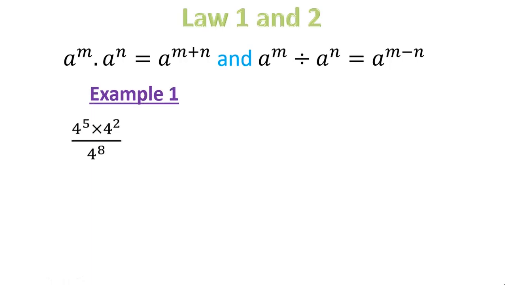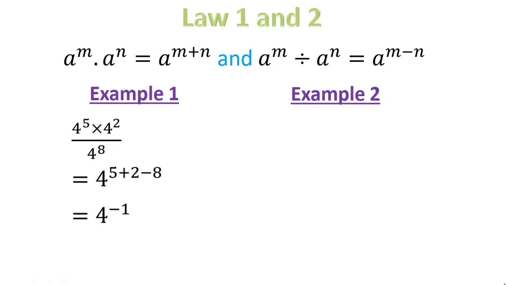4 to the power of 5 times 4 to the power of 2, all divided by 4 to the power of 8. So, we have 4 to the power of 5. Now in the top we're multiplying, so we add, and it's 4 to the power of 2, so we add 2. Then we're dividing by 4 to the 8, so we subtract 8. Therefore, we have 4 to the power of 5 plus 2, which is 7. 7 minus 8 is minus 1.